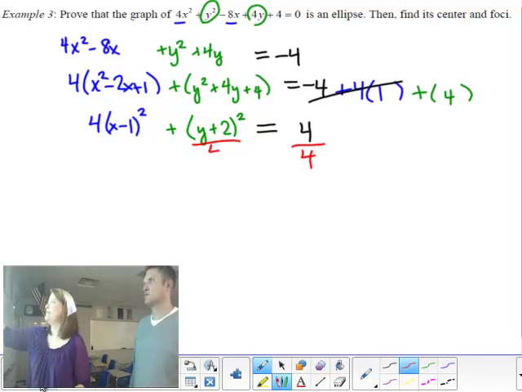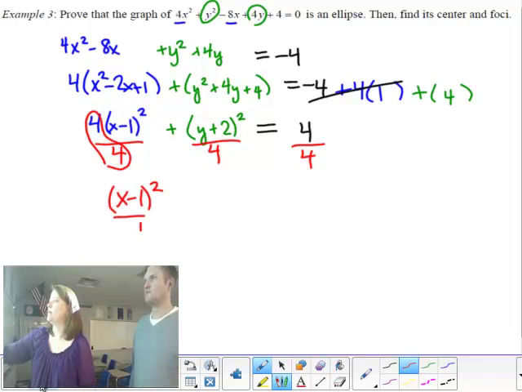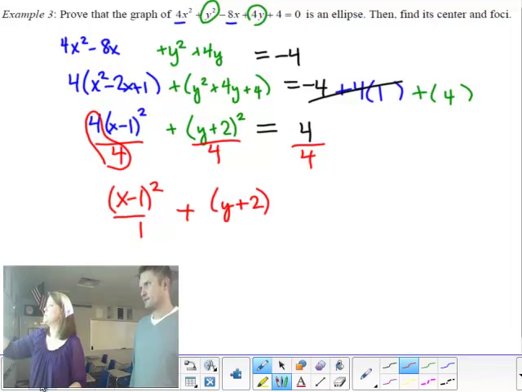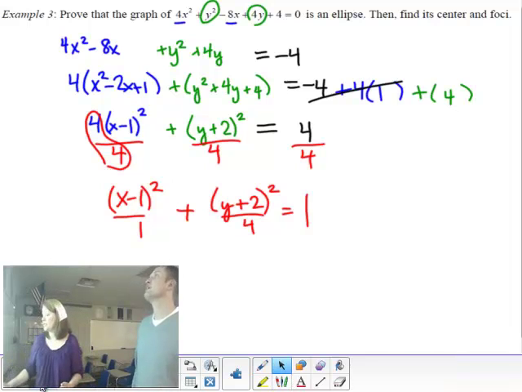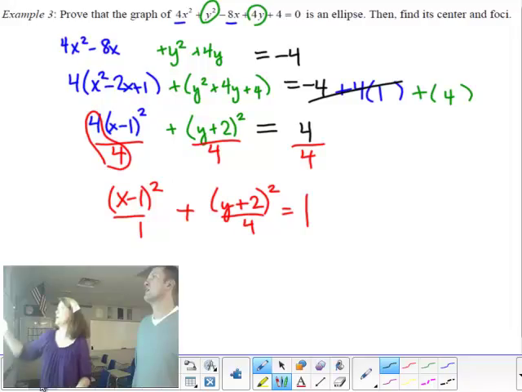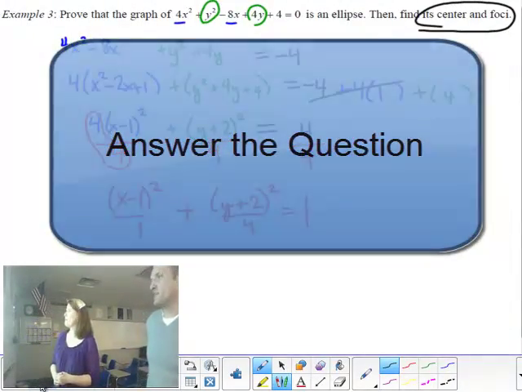I'm going to divide by 4, divide by 4, divide by 4. And I'm going to reduce this fraction into x minus 1 squared over 1. And then I'm going to leave the second one alone because there's nothing in the numerator to reduce. And then I got equals 1. So now my equation is pretty. All I got to do now is figure out what they asked for. Okay. So we proved that it's an ellipse. Now we need to find the center and the foci.